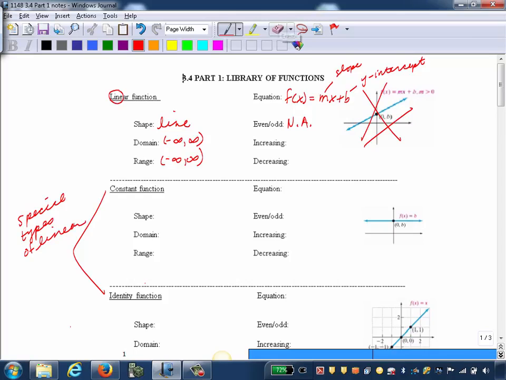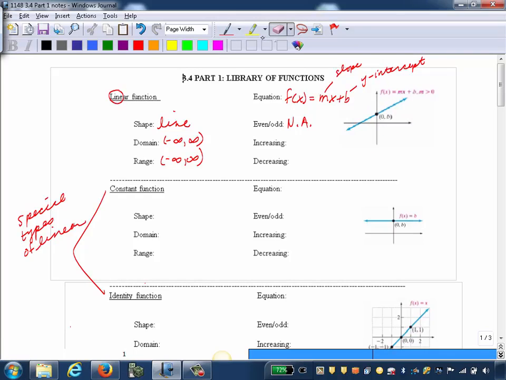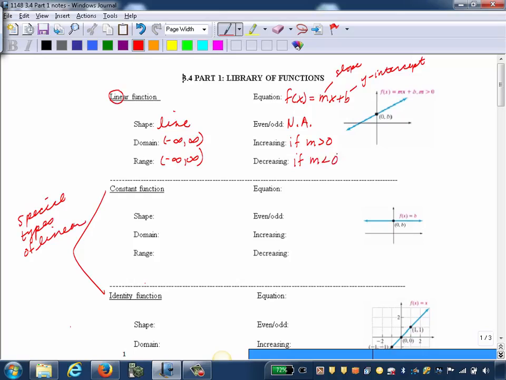And then as far as increasing or decreasing, that depends on the slope. The way that this example is drawn, it has a positive slope, so it's increasing everywhere. So we say that the graph is increasing if the slope, m, is positive, greater than 0. If we have a negative slope, so if m is less than 0, then it would be a decreasing function. So it depends on the slope.